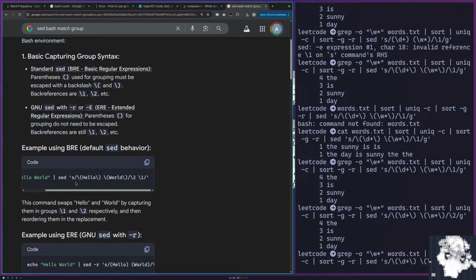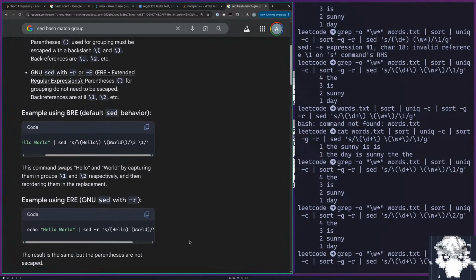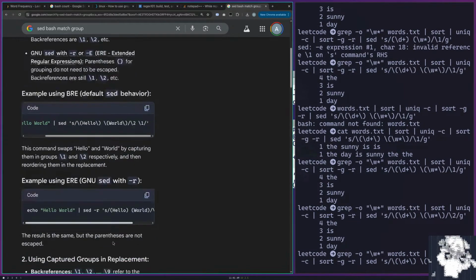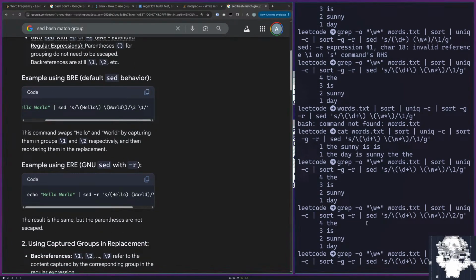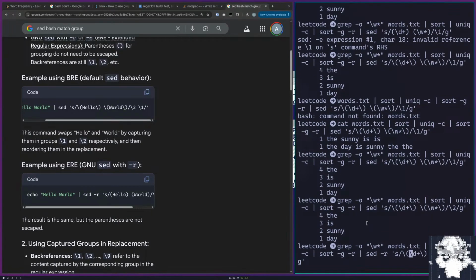I mean, I'm literally doing this. I don't understand what the problem is. Should I do -R so I don't have to escape the parentheses?